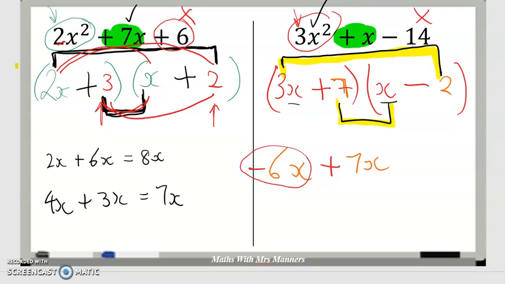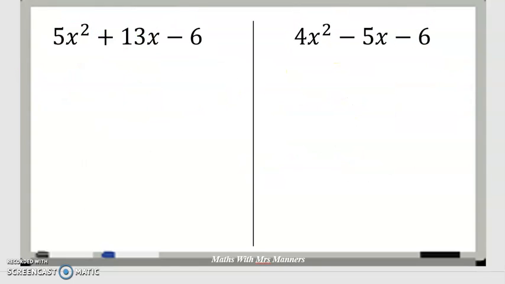3x times x, that's 3x squared. The long gives me minus 6x, which I have here, plus the 7x, that gives you positive 1x, which is the middle term, and then 7 times minus 2 is minus 14. So it does work. All right, let's have a look at another one.